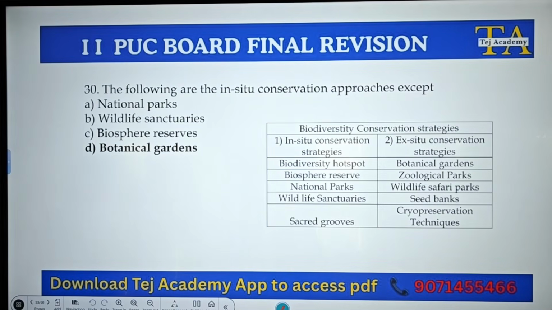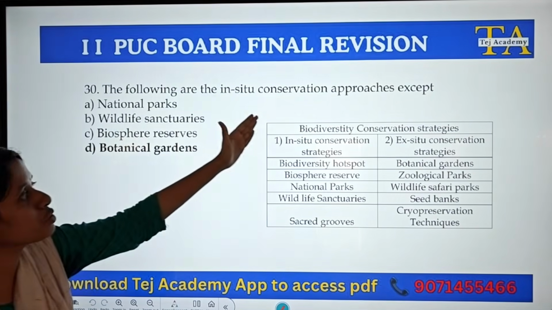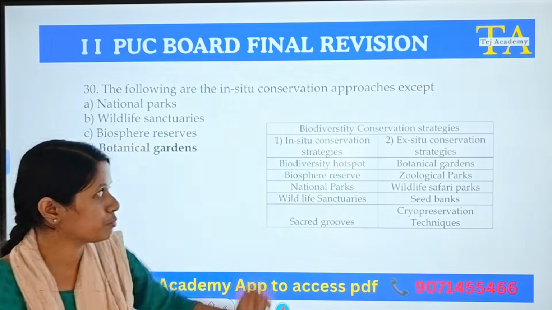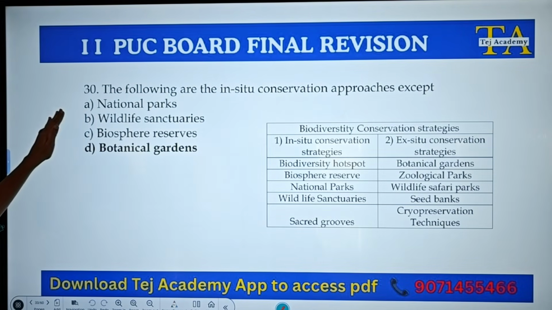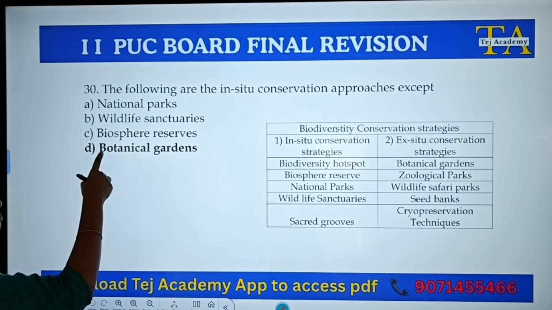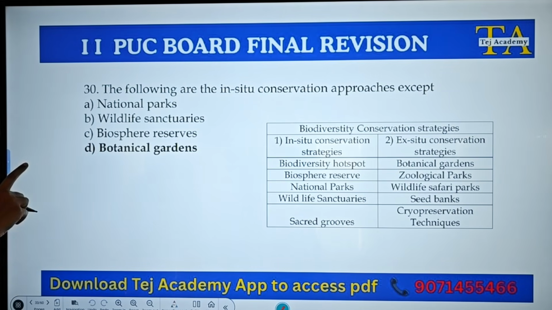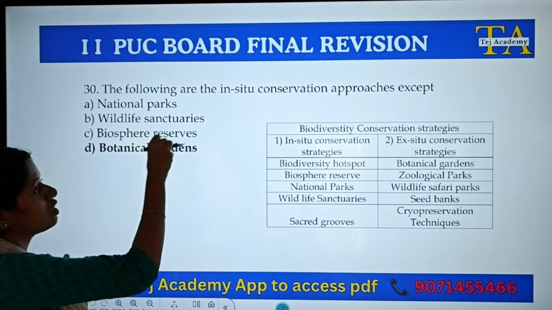The next question is, the following are the in situ conservation approach except: National Park, Wildlife Sanctuary, Biosphere Reserve and Botanical Garden. Among these, the Botanical Garden is the only ex situ conservation. Okay, all these are in situ.